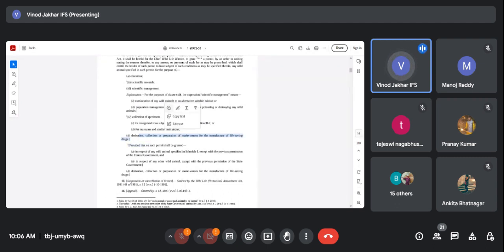You find snakes in forest areas. Most of the snakes are found in forest areas. How do you manufacture snake venom? Through this. What is the process of manufacturing a snake venom? I'm diverting a bit, but important. Anyone of you know? How do you manufacture anti-venom for snakes?